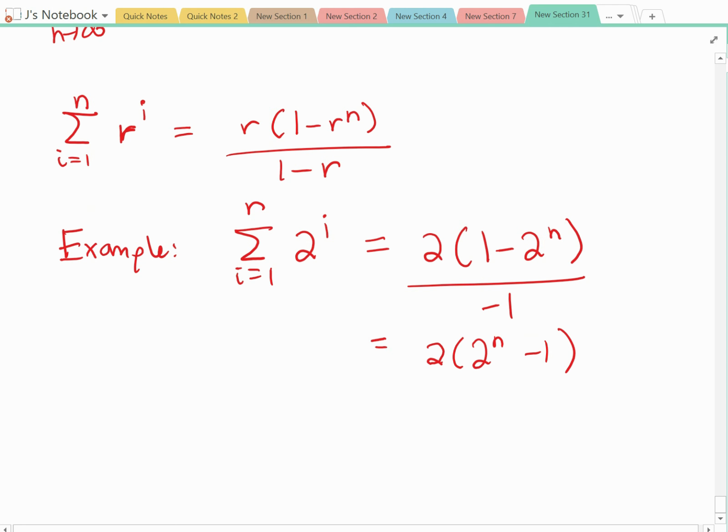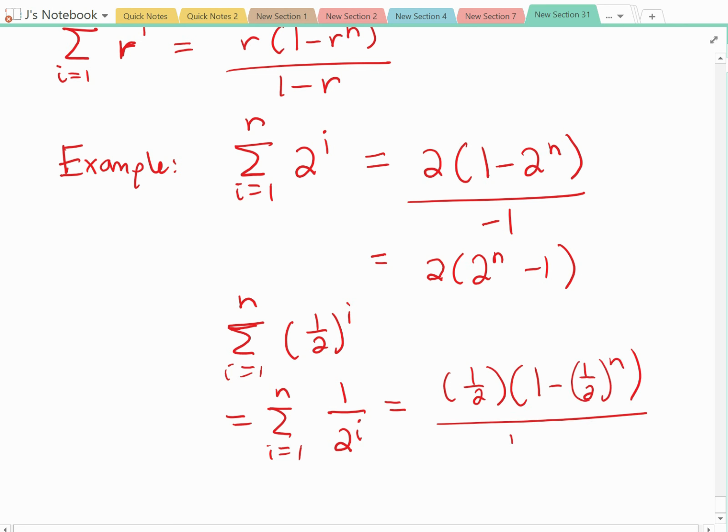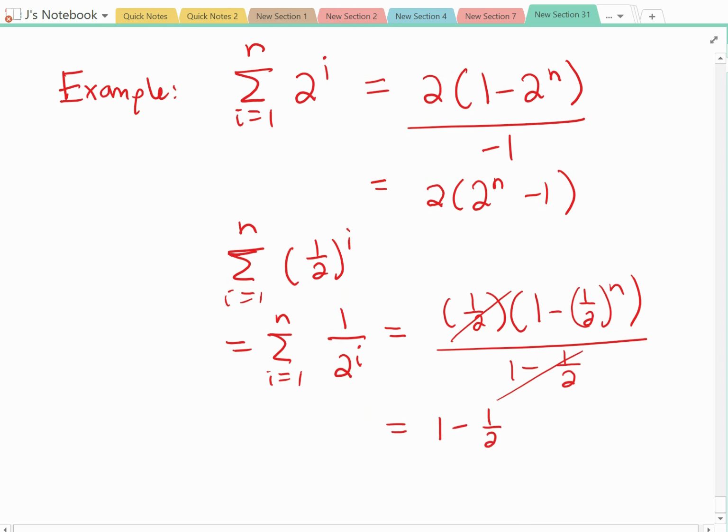Another example, if you have the sum from i equals 1 to n of (1 half) to the i, that can be rewritten as the sum from i equals 1 to n of 1 to the i over 2 to the i, and 1 to the i is just 1, which is 1 half times (1 minus 1 half to the n) divided by (1 minus 1 half). The top and bottom cancel. 1 minus 1 half is a half, so the half and halves cancel. So you'll have 1 minus 1 over 2 to the n. And then does it stop there, or do they simplify it?